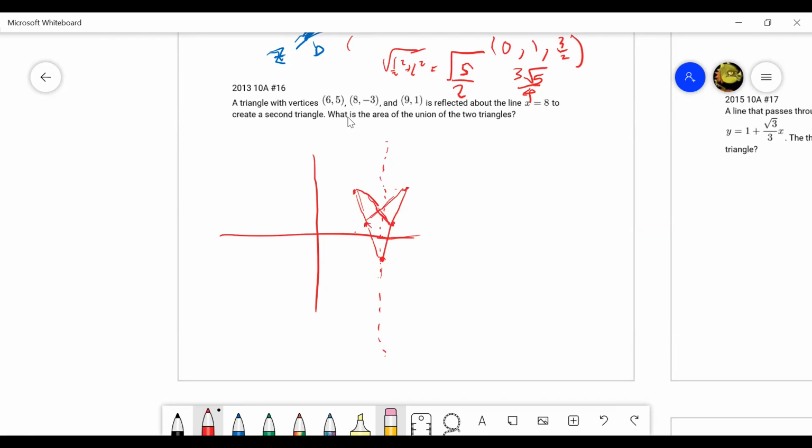And I guess the cool niche part about this problem is that the reflected vertex 9, 1, when you reflect it over to the other side, is actually going to be on the line between the other two vertices. This is just how the problem writers decided to make the problem. I think you can verify this by checking the slopes. So this 9-1 basically goes to 7-1, this point, and the other points are 6-5 and 8-3.